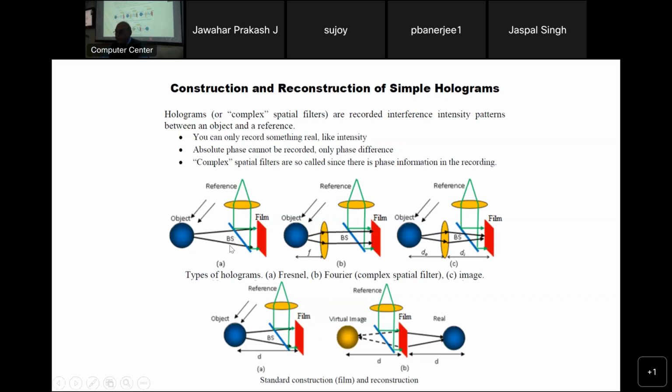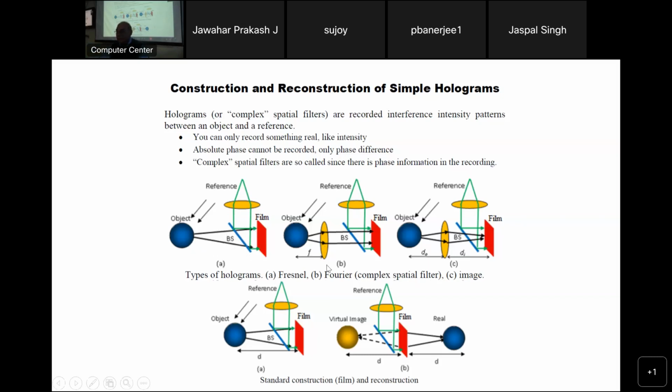So this kind of recording is called a Fresnel hologram. Why Fresnel? Because the light going from the object is traveling some arbitrary distance, not the far field, some intermediate distance. So the recording is the interference between the diffraction from the object in the Fresnel region and the reference, which is the plane wave. So that's why it's called a Fresnel hologram.